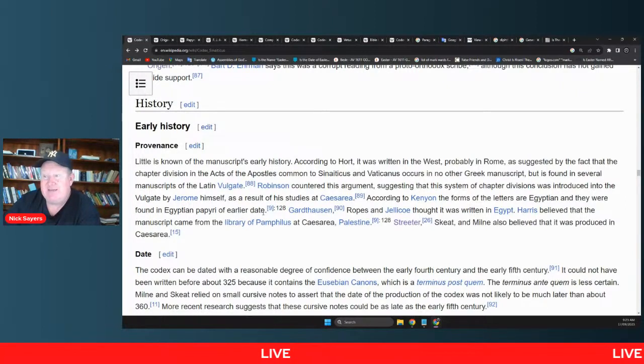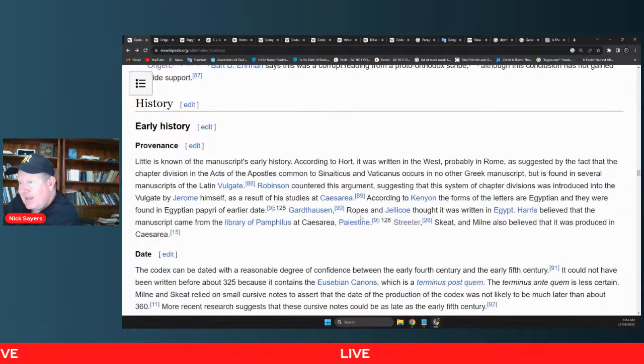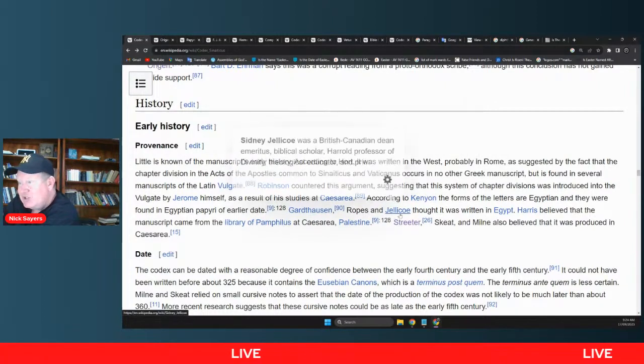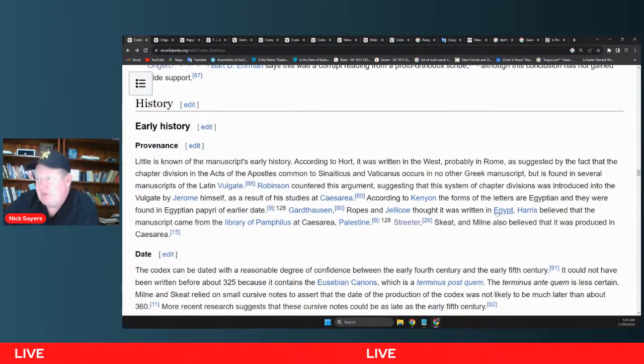and they were found in an Egyptian papyri of earlier date. Then you got this guy called Gerhard Ruthenus. He was a German ancient historian, paleographer, librarian, and professor from Leipzig University. And then it has Ropes and Angelico. So these are just all professors. They all thought it was written in Egypt.